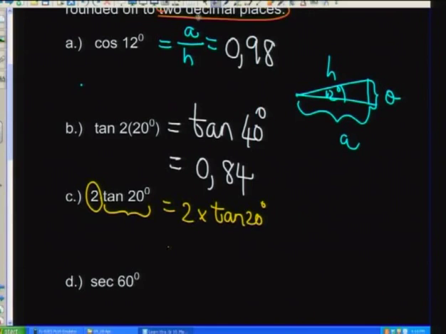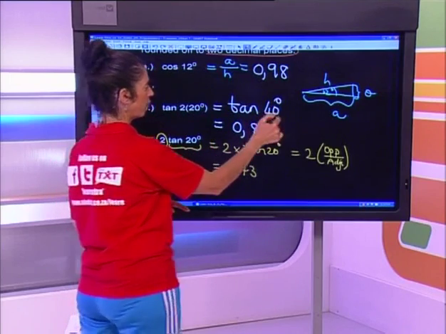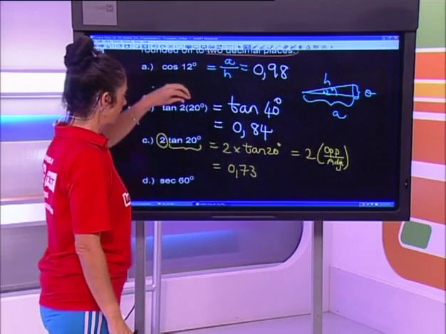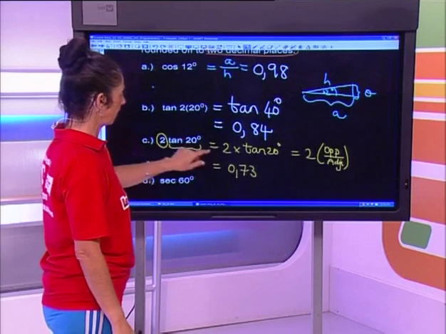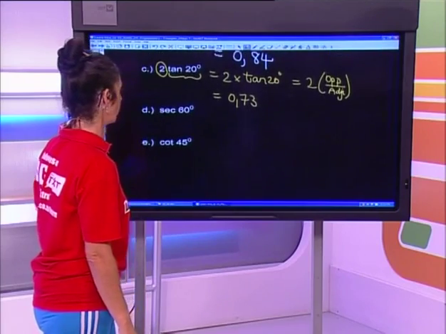So we get a value of 0,73. Here we are doubling the ratio, we are doubling the fraction. So this would be the same thing as twice your opposite over your adjacent, with an angle that you're referring to as being 20 degrees. Whereas here we want to double the angle first, get a new angle, and then take a ratio of opposite over adjacent where the angle is actually 40 degrees. So here I'm not doubling the angle, I'm doubling the ratio. Very important difference.